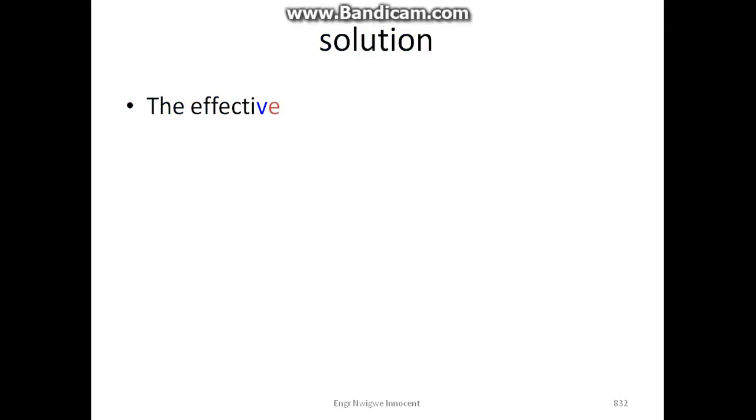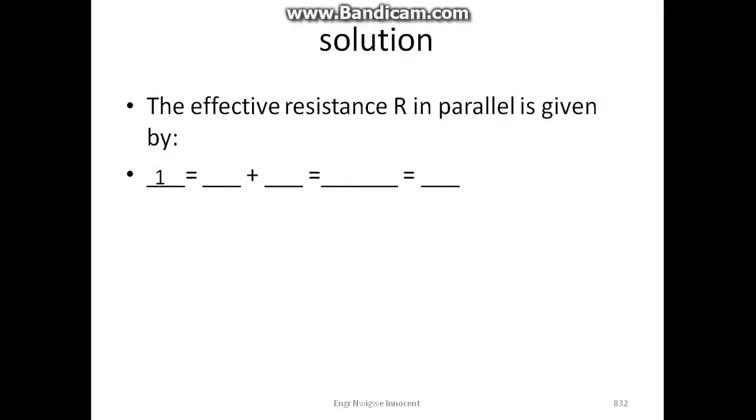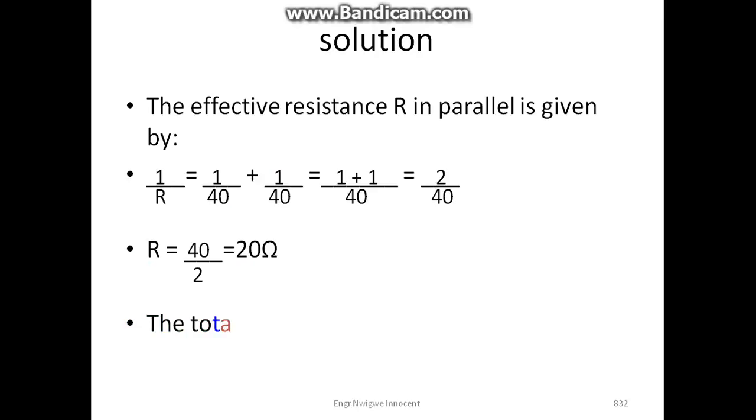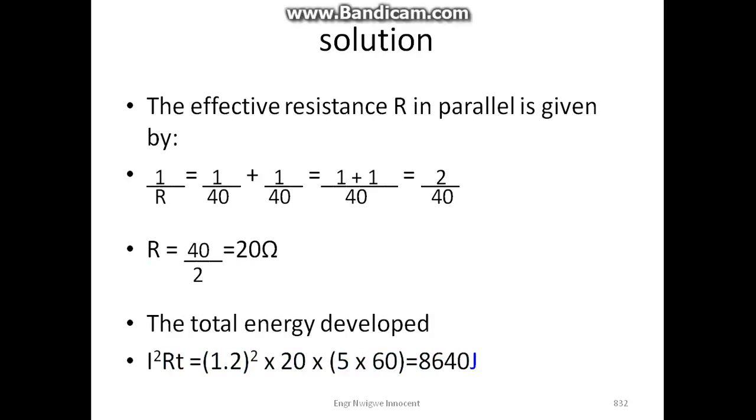Solution: the effective resistance R in parallel is given by 1 over R equals 1 over 40 plus 1 over 40, which equals 1 plus 1 all over 40, to give us 2 over 40. Therefore, R equals 40 over 2, which equals 20 ohms. The total energy developed equals I squared Rt, which equals 1.2 squared times 20 times 5 times 60, which gives us 8,640 joules.